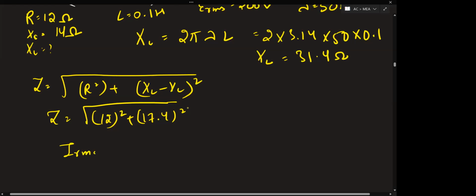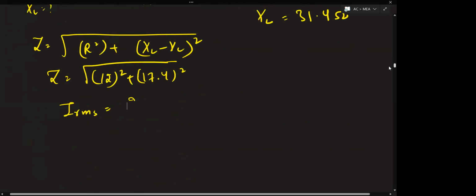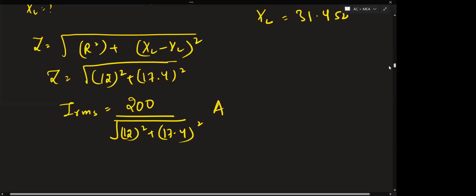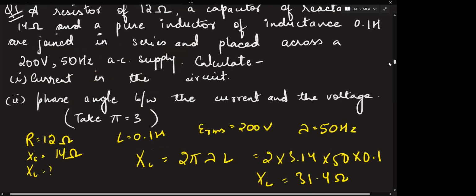Methods, let's discuss. IRMS will be, see, ERMS is given as 200, no? Or 220? 200. See, ERMS is given as 200 divided by Z, which is under root 12 square plus 17.4 whole square. This much amperes will be the current. Second part says phase angle between current and voltage. You can simply calculate tan phi using phase angle. Take pi as 3. Okay, so take pi as 3 is given.